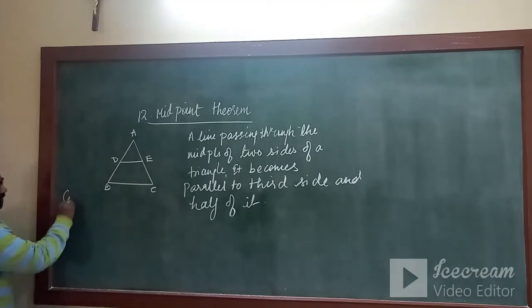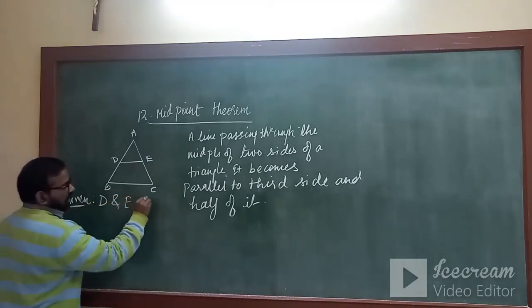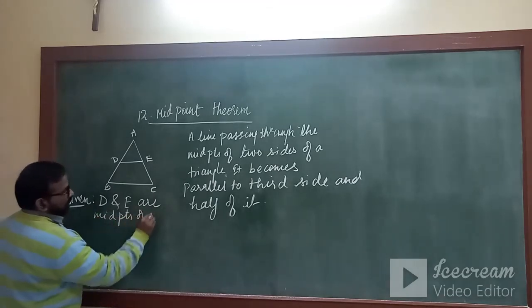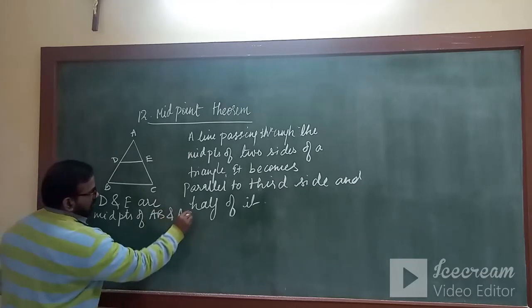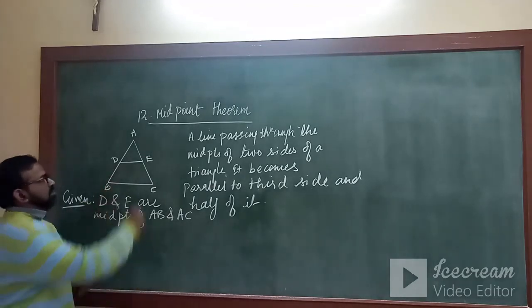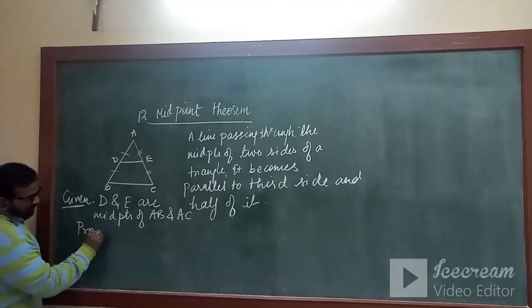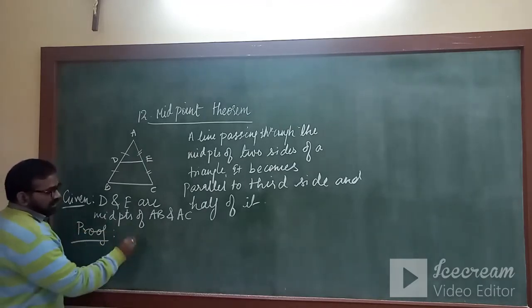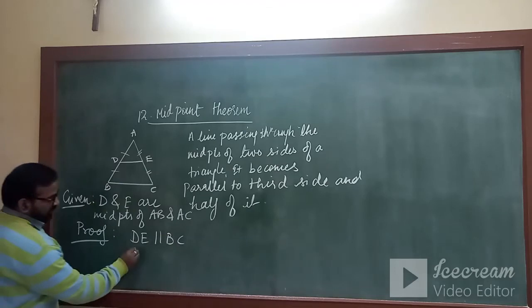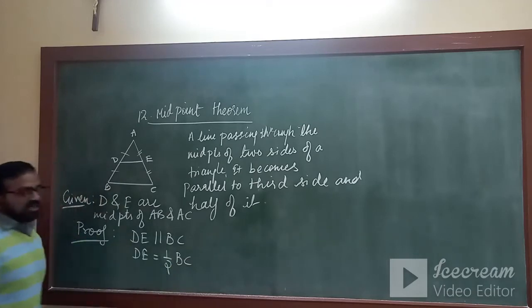So what is given? Given will be D and E are midpoints of AB and AC. Okay, so D and E are the midpoints of AB and AC. Then what happens? Then this will be our proof, that is DE will be parallel to BC and DE is half of BC. So this is known as the midpoint theorem.